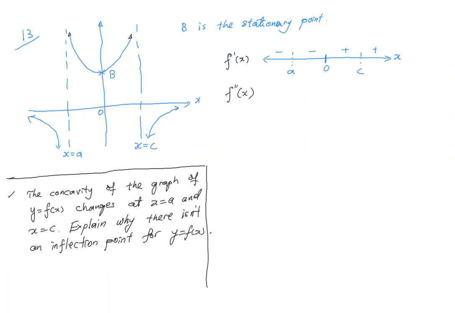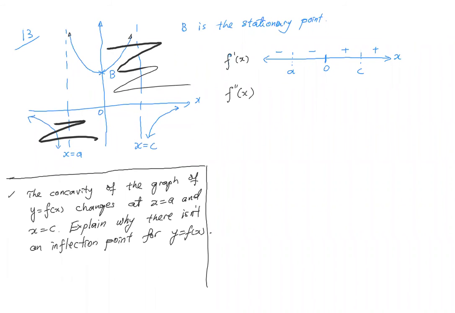So I will know that for x less than 0, my f prime x graph will be below the x-axis. It will be somewhere here, below the x-axis. And for x greater than 0, my f prime x graph will be above the x-axis. That is, the graph will be here. Got it? But I don't know whether the graph is going up or going down. So I use the f double prime x sign diagram to help me.